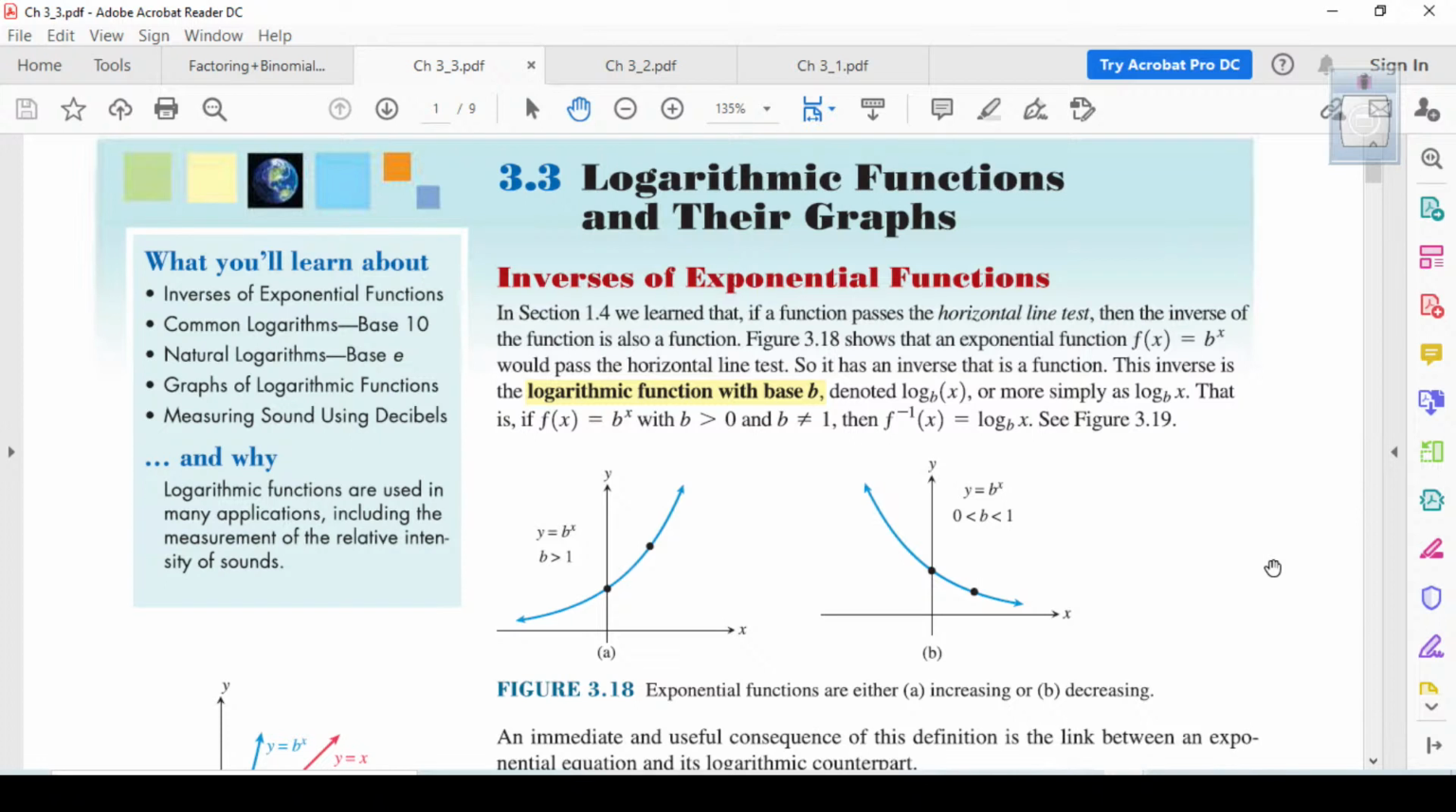Okay, guys, let's talk about this one here. 3-3 is the logarithmic functions and their graphs. So the objective is at the top here. It says I will be able to recognize the inverse of the exponential functions. Also use a common logarithm base of 10. And most likely I'm not going to get to the last part today, but definitely the first two of the objective.